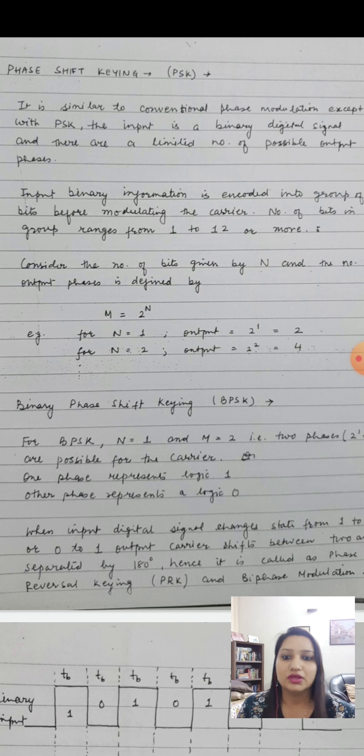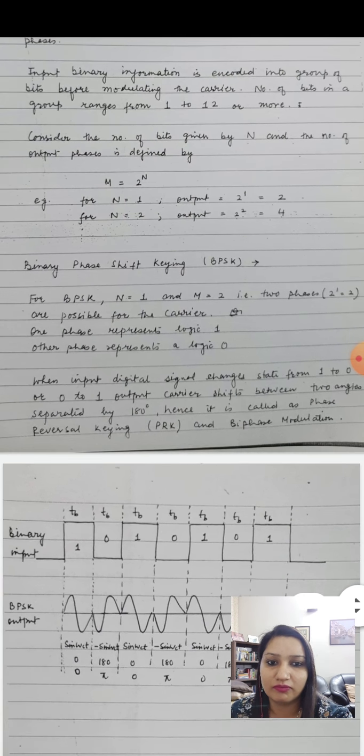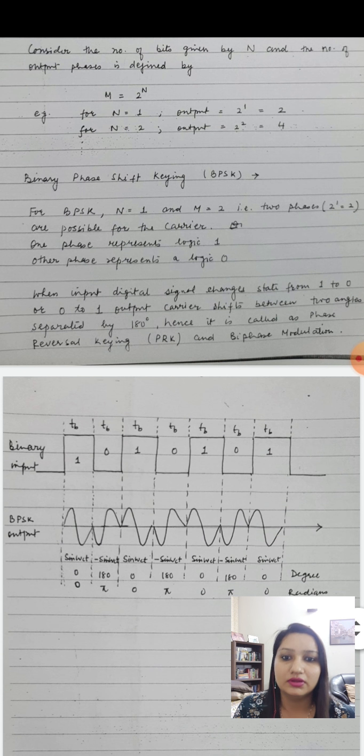So, for binary phase shift keying, that is for BPSK, N equals 1 and M equals 2, that is, two phases are possible for the carrier. One phase represents logic 1 and the other phase represents logic 0. When the input digital signal changes state from 1 to 0 or 0 to 1, the output carrier shifts between two angles separated by 180 degrees. Hence, it is called phase reversal keying and biphase modulation.